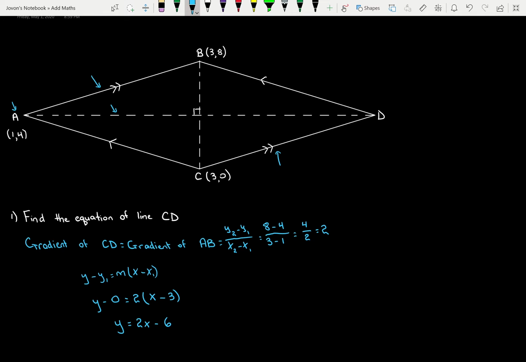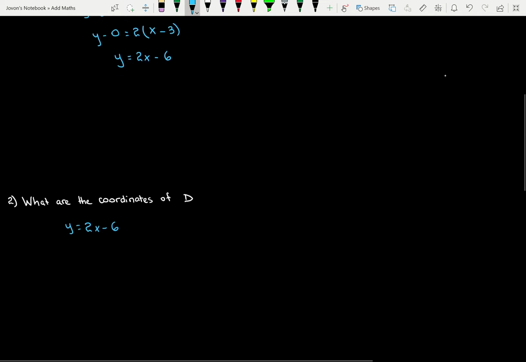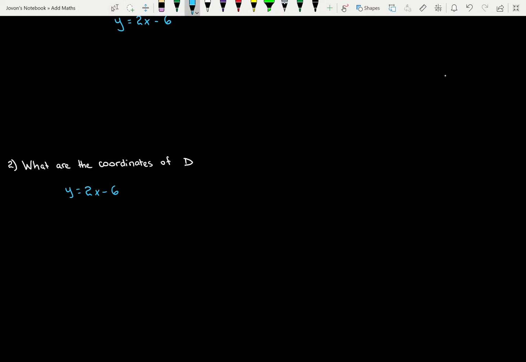So we don't know the x value of D, but we know the y value of D. We know that at D, y is equal to 4. So all we do is substitute 4 here. So we get 4 is equal to 2x minus 6. Therefore 10 is equal to 2x. Therefore x is equal to 5. So therefore the coordinates of D are 5, 4. And just like that, we found the coordinates of D.